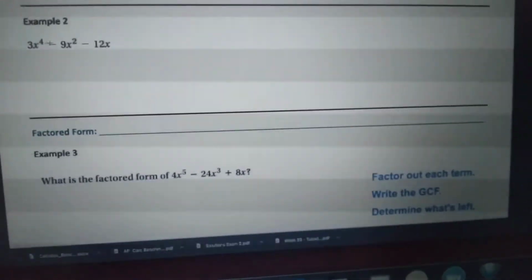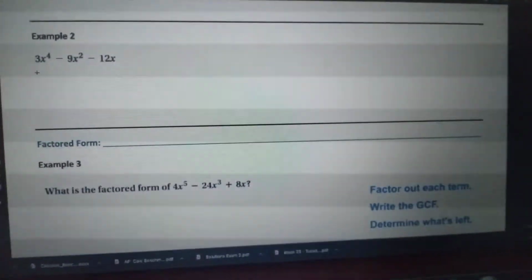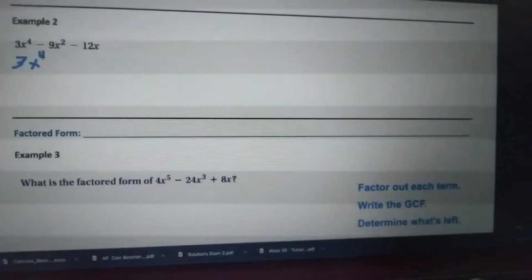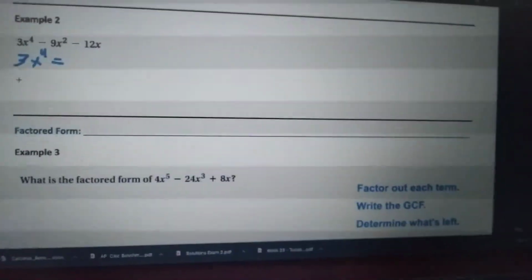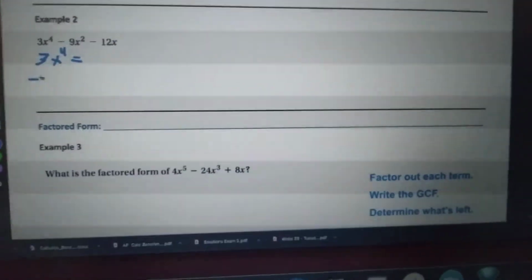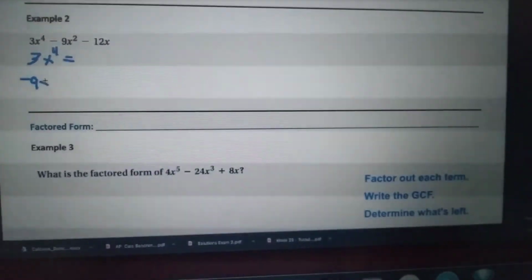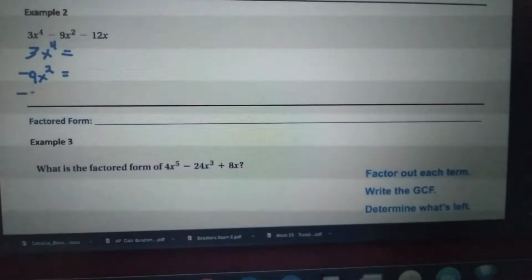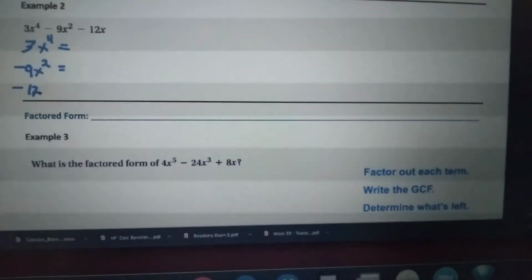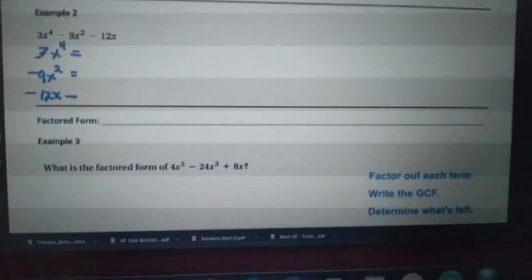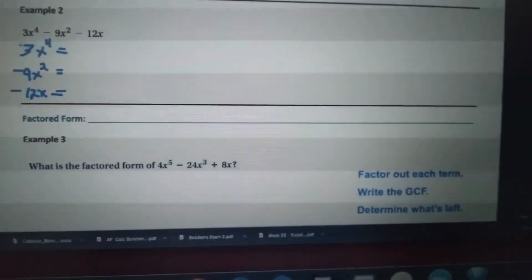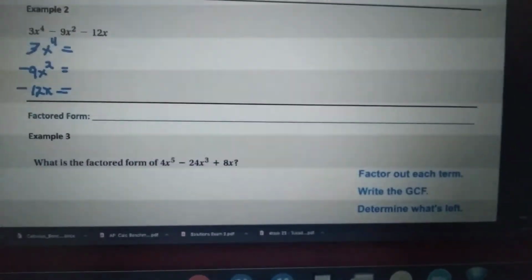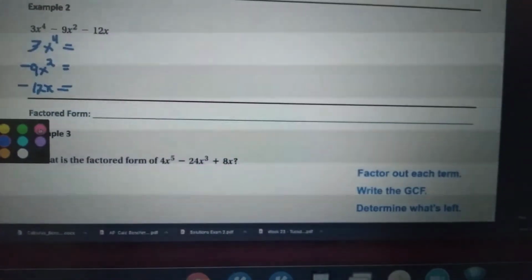Again, when you have a problem like this and you are told, find the GCF, line up your terms. So I've got 3x to the 4th, and then negative 9x squared, and then negative 12x. Now look at these numbers: 3, negative 9, negative 12. Well, what do you know?